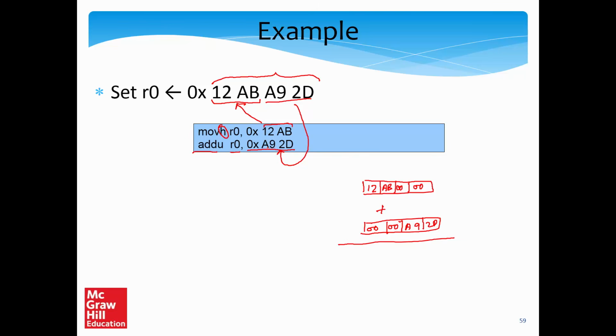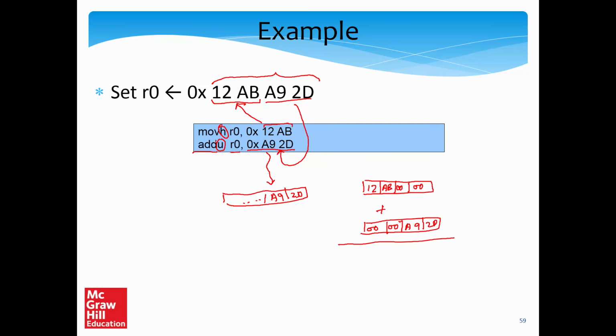So that's the reason we have an add instruction. We have R0 and we have A9 2D. But here is the catch. When A9 2D goes into the machine, it will be expanded into a 32-bit value. And in the 32-bit value, the lower 2 bytes will be A9 2D. But the upper bytes will just replicate the sign of A, which is FFFF, which is not something we want to do. So that's the reason we specify the U modifier with the add instruction.